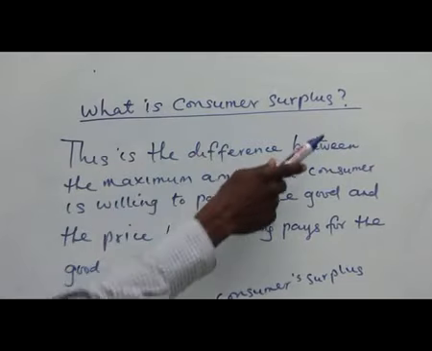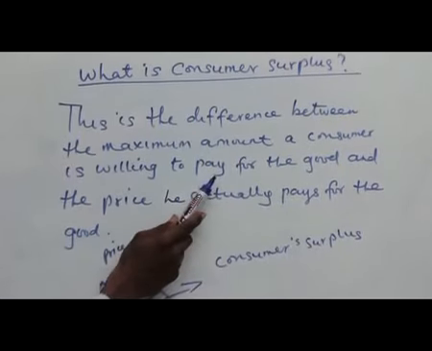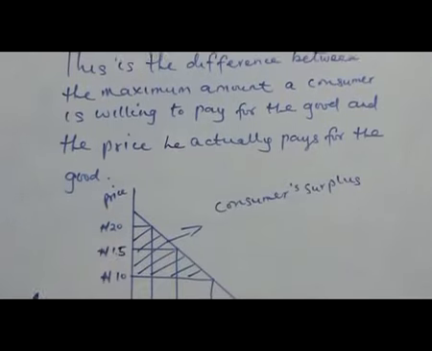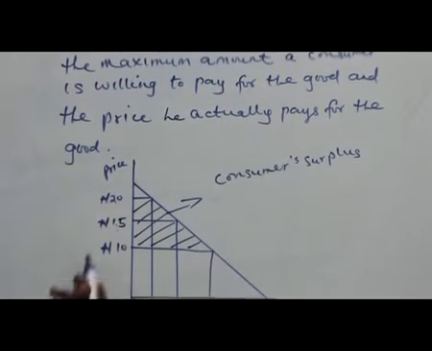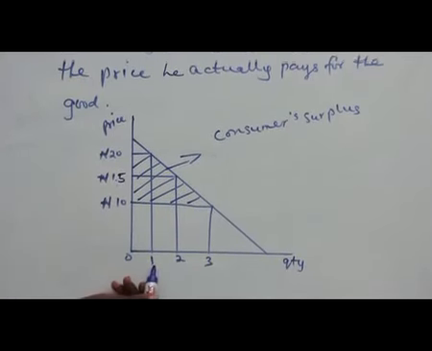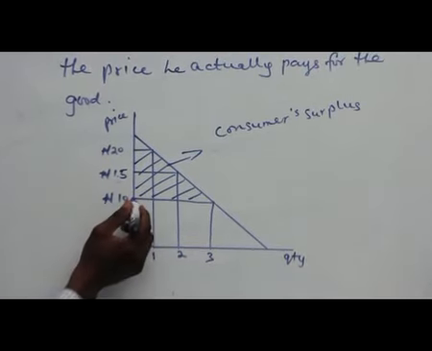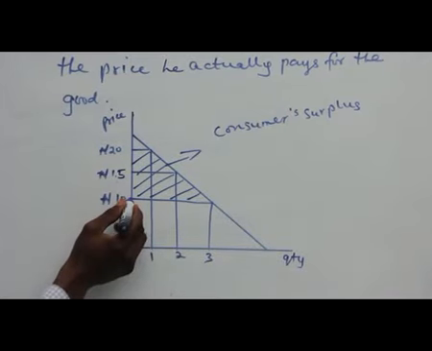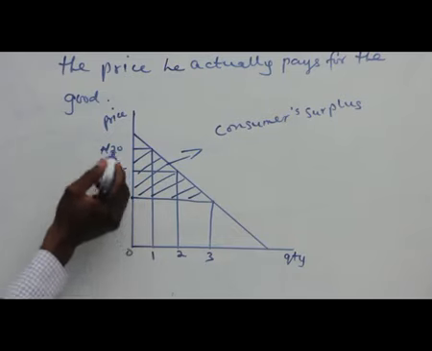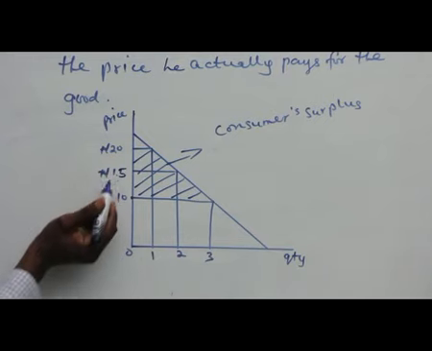What is consumer surplus? This is the difference between the maximum amount a consumer is willing to pay for the good and the price he actually pays for the good. Take for instance, assuming the consumer is willing to pay 20 naira for a commodity, 20 naira for one quantity, right? And the seller is willing to sell it at 10 naira. So it implies that the consumer has gained a 10 naira difference. He intends to pay 20 naira, but he actually pays 10 naira. So the surplus is 10 naira.